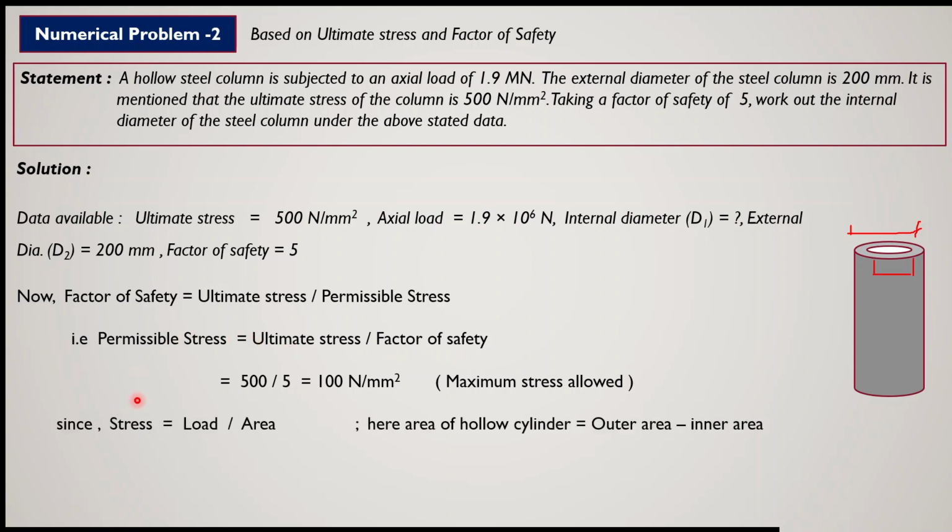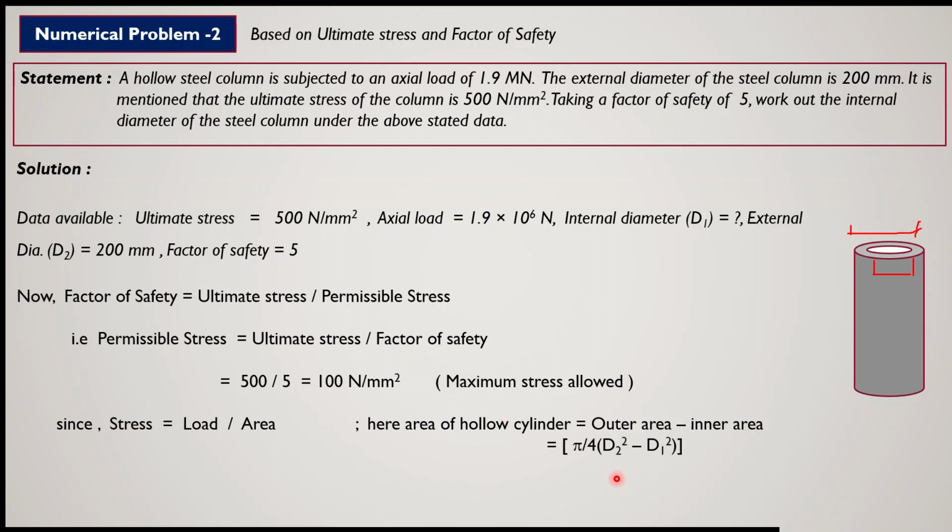Now the next step is, as the formula for stress is load upon area, whatever load you apply and whatever the area. Since it is a hollow cylinder, the area of the hollow cylinder will be outer area minus inner area, that means outer cross sectional area minus inner cross sectional area. Why? Because the material is available only in this much area. The inner area is hollow, so it will not be able to take any stress or any load. So whatever be the material from which this cylinder is made up, that is outer area minus inner area. That area is basically the material contained in the cylinder, and that material will only take the stresses.